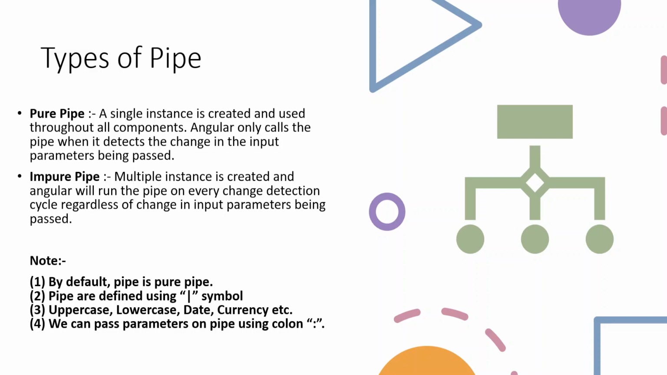By default, when we create a pipe using Angular CLI, the pipe is a pure pipe. And the pipes are defined using a pipe symbol. There are multiple inbuilt pipes provided by Angular that we can use in our Angular application, like uppercase, lowercase, date, currency, etc. And we can pass multiple parameters to a pipe separated by a colon sign.